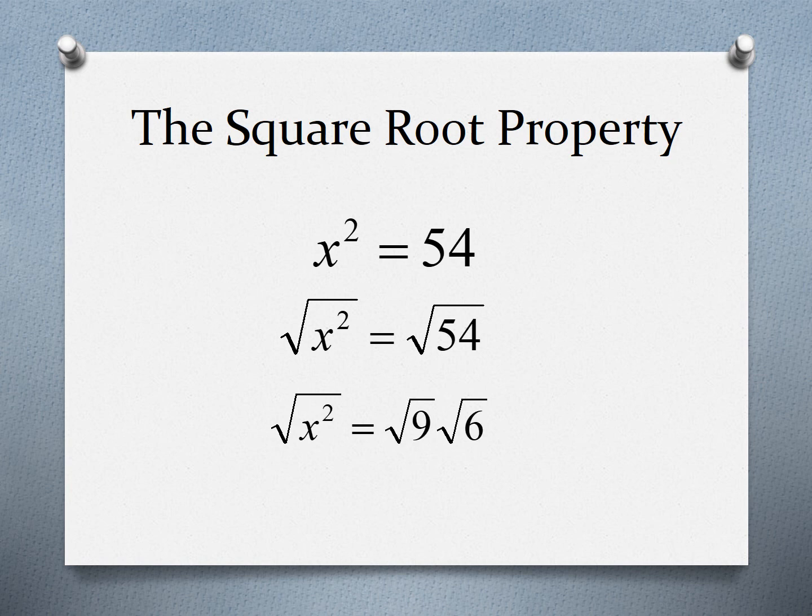So I'm going to take the square root of x squared, it's x, and I'm going to take 54 and split that up into the square root of 9 and the square root of 6, because the square root of 9 times the square root of 6 is the square root of 54. And I like that square root of 9 because it is a perfect square. So that becomes 3. And then we just let the square root of 6 hang out. There's not much more we can do with that. So the number that got multiplied by itself to make 54 is plus or minus 3 times the square root of 6.